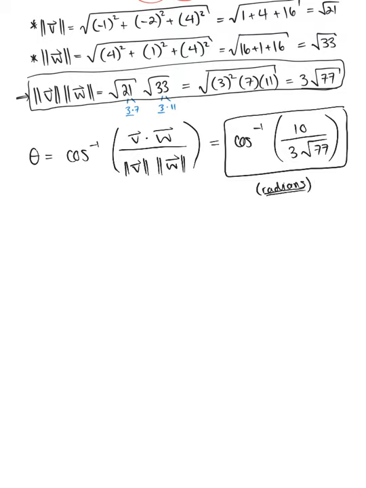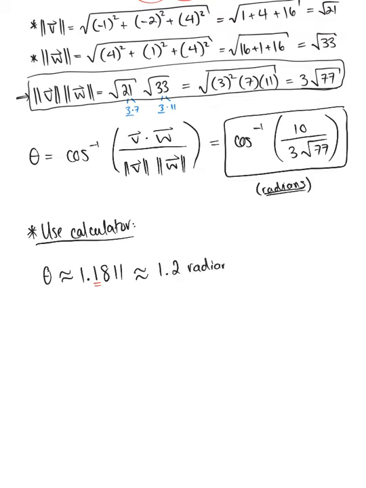And then if the homework is asking you to round your answer, again, this is one of the few times you'll be allowed to use your calculator. And so if we substitute this into the calculator, we see that theta is approximately equal to 1.1811. If we're rounding to our tenths place here, we can say that this value is approximately equal to 1.2 radians.